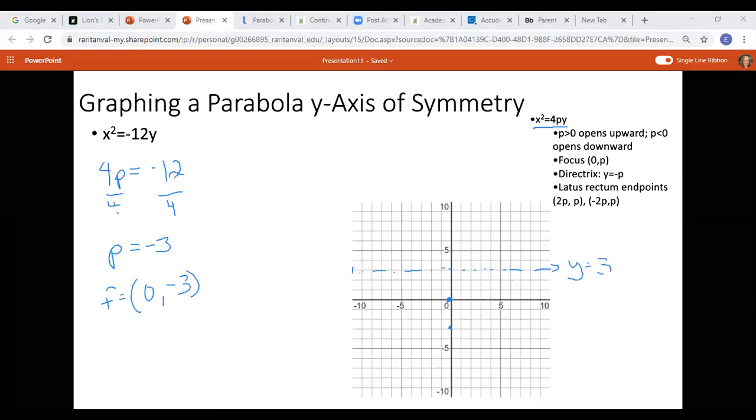Okay? So now technically we have everything that defines this parabola, but to draw it, we like to have some more points. So the easiest points to find are the endpoints of our latus rectum. And remember, this was 2p and negative 2p. So we're going to move 2p, which is 6. We're going to move 6 and negative 6 from our focus to get to the endpoints of our latus rectum. So we have this point here at (6, -3), and this point here at (-6, -3).